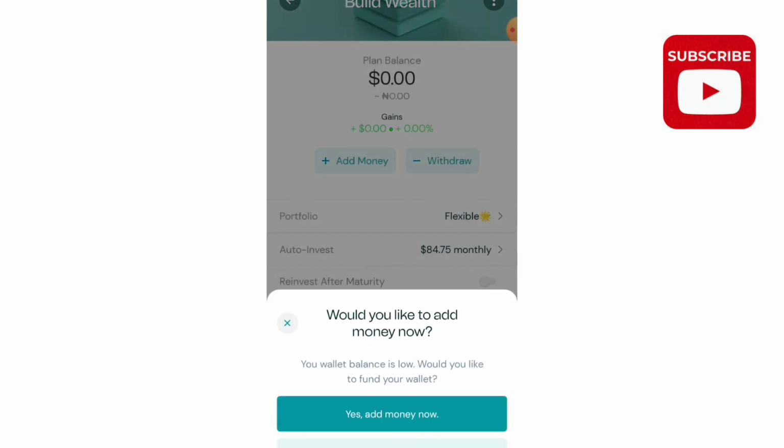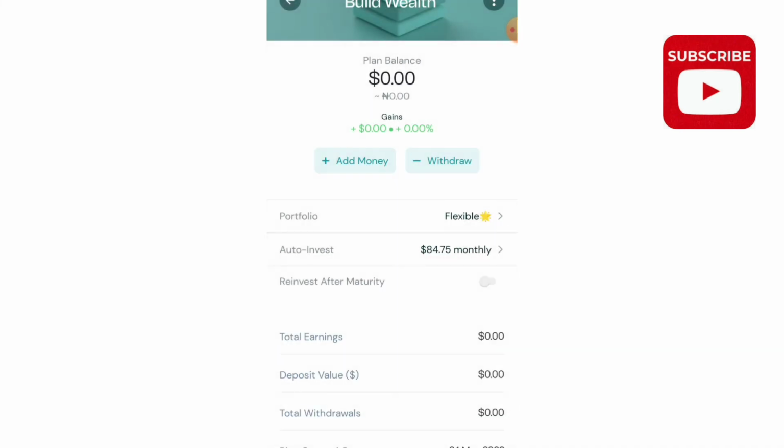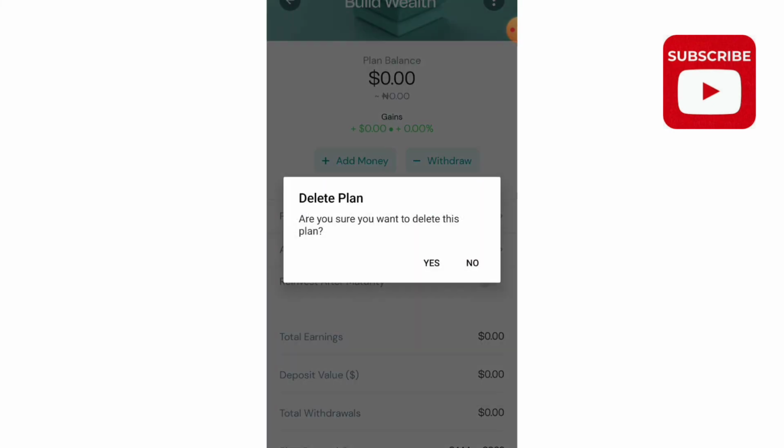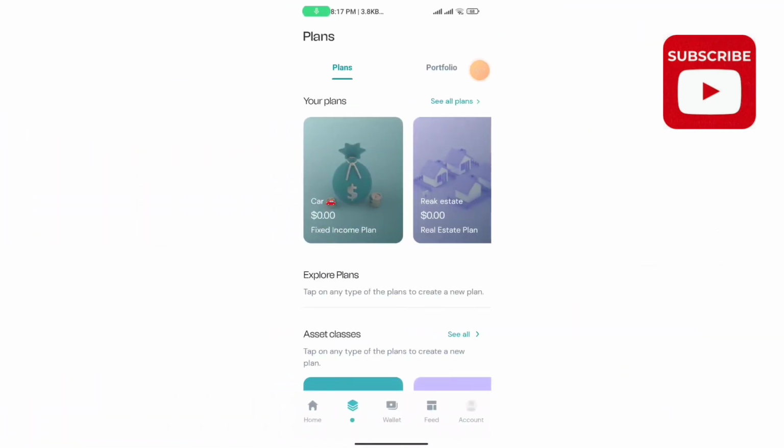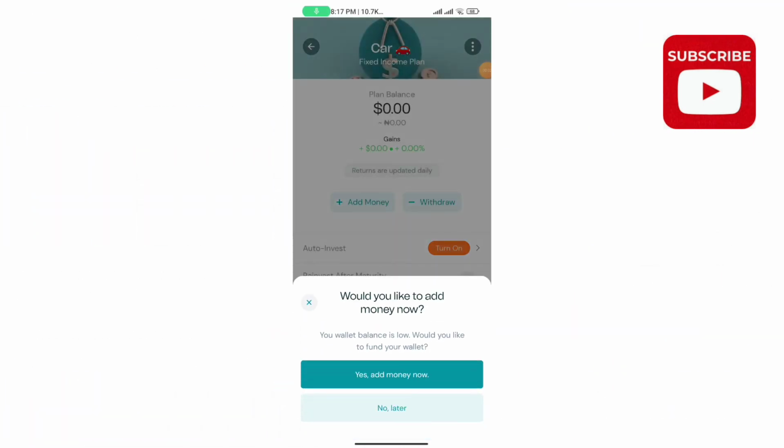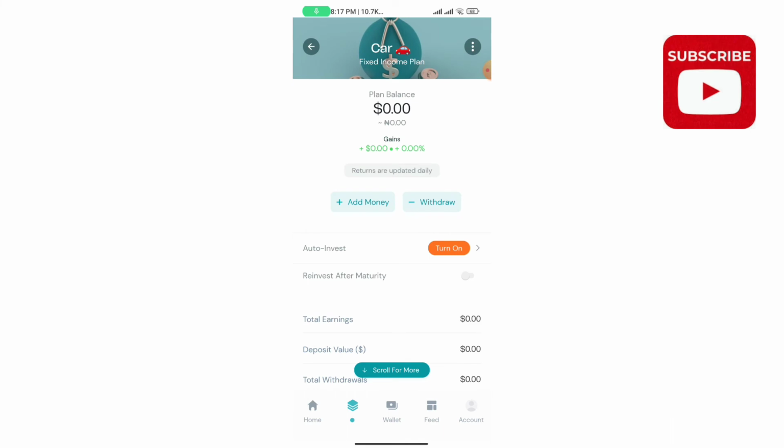They're asking if I want to fund my wallet now or later. I think I'll just delete the plan. If I want to do this, I prefer to come back and do it. Delete plan. You can also delete your plan. And please note that I just created this car plan during this tutorial, before you say, Doll has money, she's saving for a car.